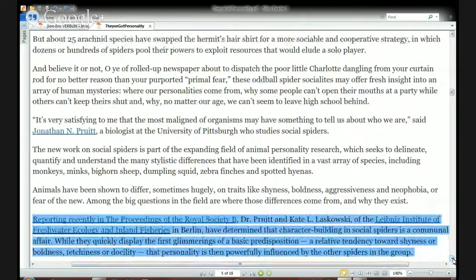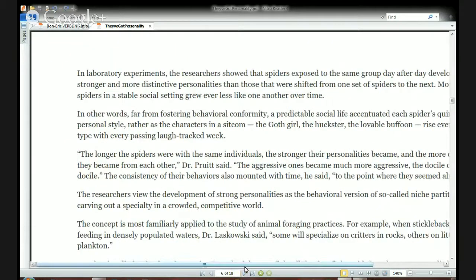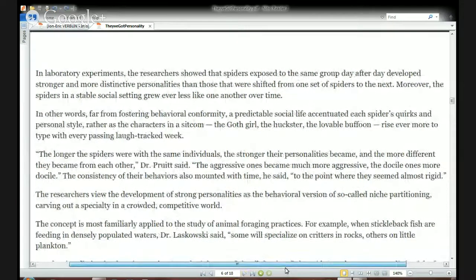A relative tendency toward shyness or boldness, techiness, or docility, that personality is then powerfully influenced by the other spiders in the group. Should I continue? Yeah, let me just change the page. Yeah, keep going.